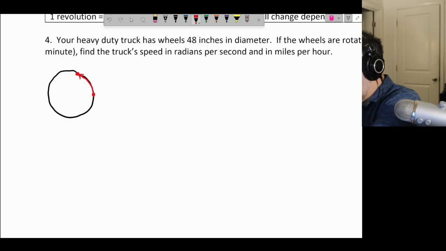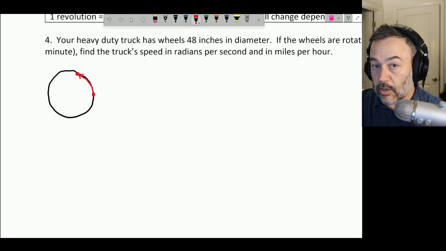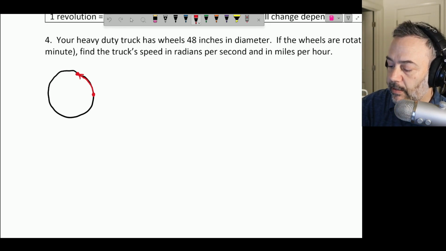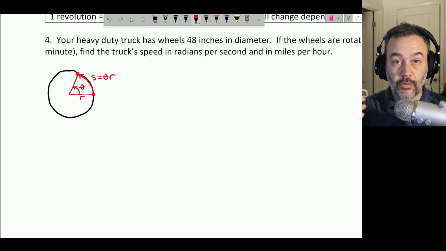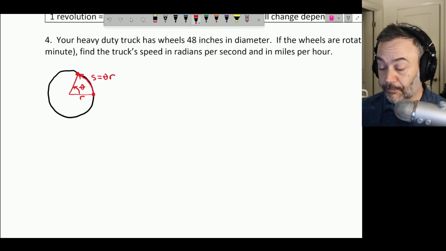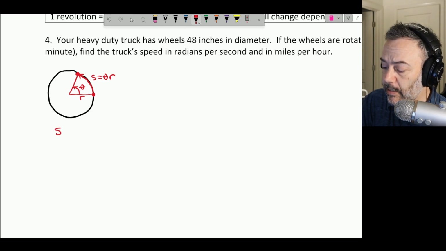Now, we can use the arc length formulas that we just developed in the prior video, where this is r, and this is theta in radians, and the arc length is theta r. So if I know the wheel turns 2 radians, then I know how far that paint dot on the wheel has traveled around the wheel. Okay, so I've got this formula, S equals theta r.